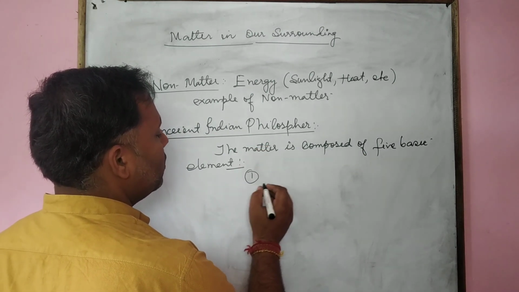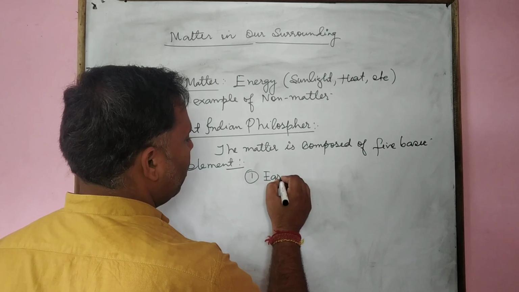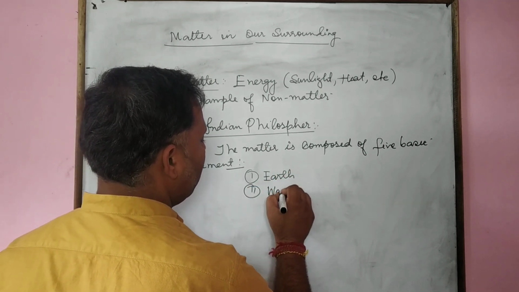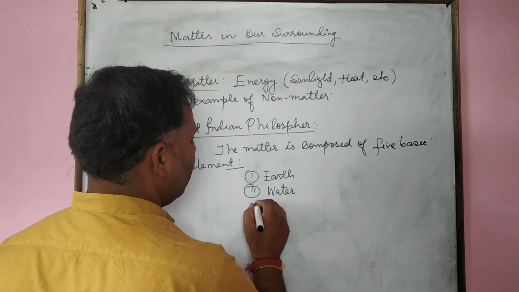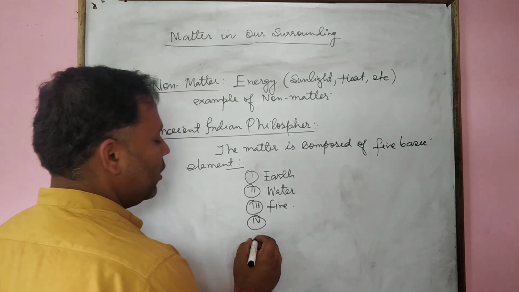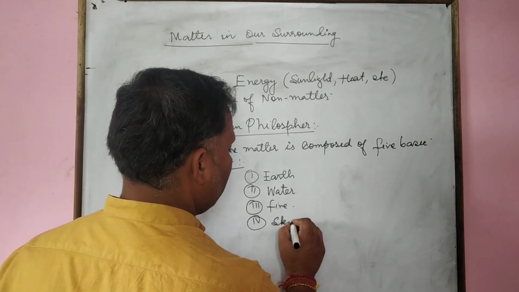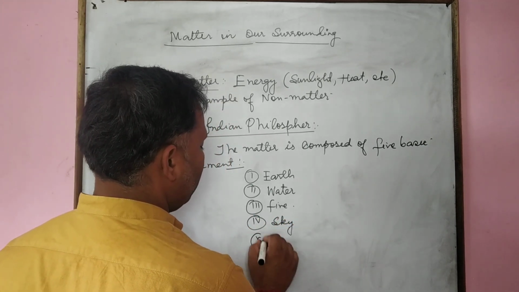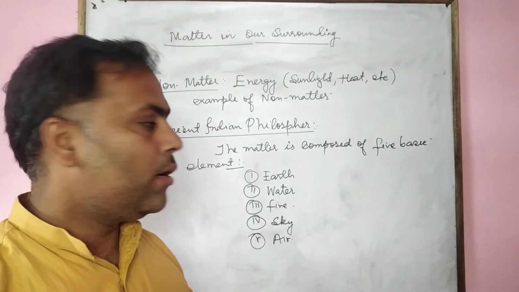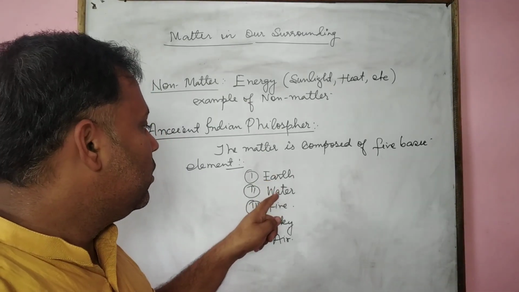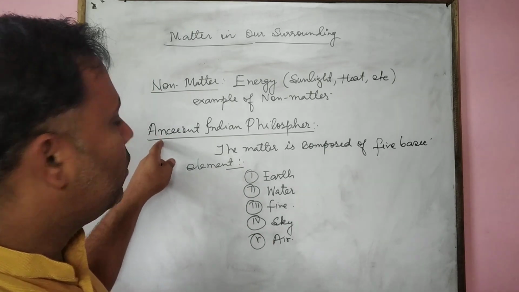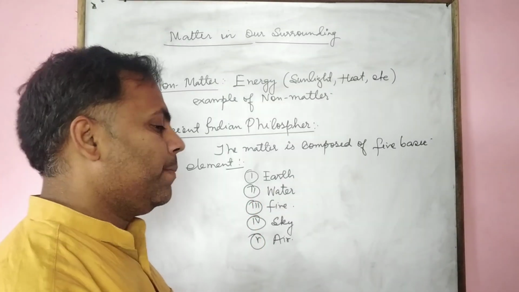The first one is earth. The next one is water. The third one is fire, the fourth one is sky, and the fifth one is air. Clear? Chiti, Jal, Pavak, Gagan, Samir, according to ancient Indian philosophy.